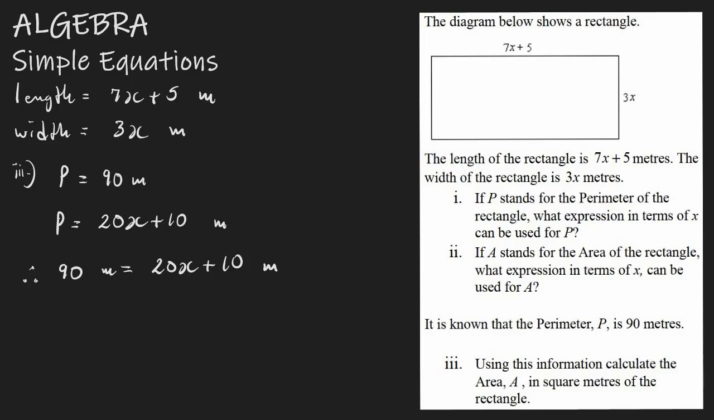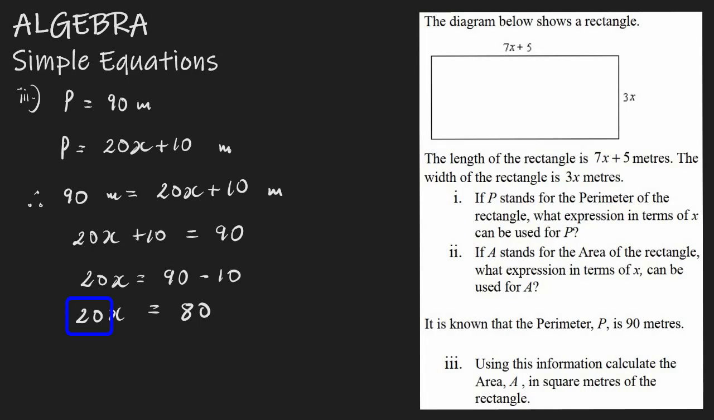We can use this simple equation to find our unknown algebraic variable x and use x to find the area of the rectangle. Let's solve for x. I can rewrite this equation as 20x plus 10 is equal to 90. I want the x term alone on the left-hand side of the equal sign. Positive 10 will be moving over the equal sign. So I get 20x is equal to 90 minus 10. 20x is equal to 80.